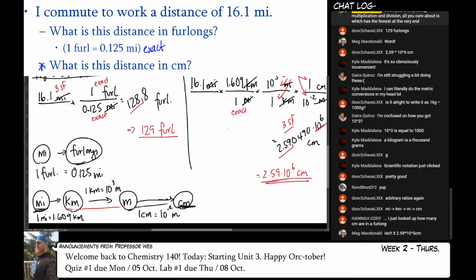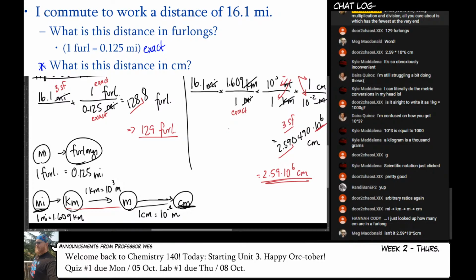$16.1, 1.609, 10 to the 3, 10 to the minus 2. Yeah. I still got 10 to the minus, or 10 to the plus 6. If you got 10 to the minus 5, that might be an issue with how you typed it in the calculator. Make sure that you're using the E button, like the small capital E, or an EE. It depends on what calculator you're using.